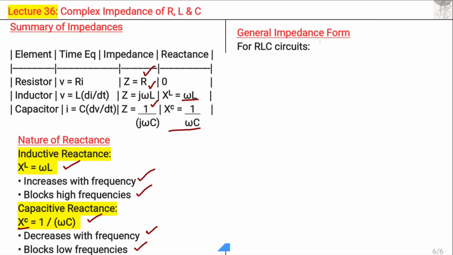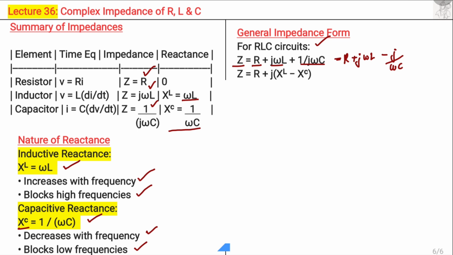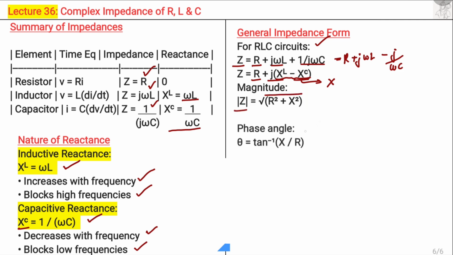The general impedance form for an RLC circuit is simply Z is equal to the total resistance and reactance, that is R plus j omega L plus 1 by j omega C. It is simply equal to R plus j omega L minus j by omega C, and it can be written as R plus j(XL minus XC). So XL minus XC can be written as capital X, and on taking the magnitude, mod of Z becomes equal to the square root of R squared plus X squared, where the phase angle can be easily obtained with the help of this formula: theta is equal to tangent inverse of X by R.